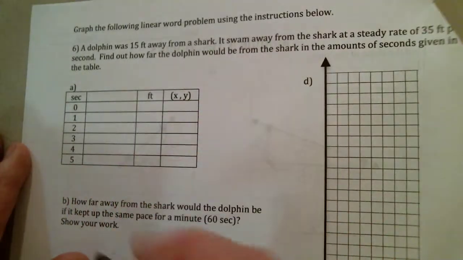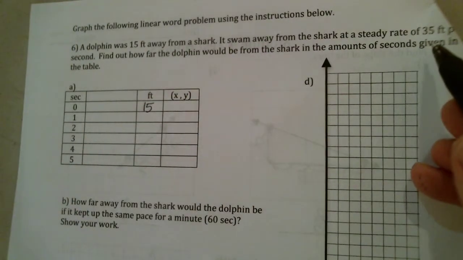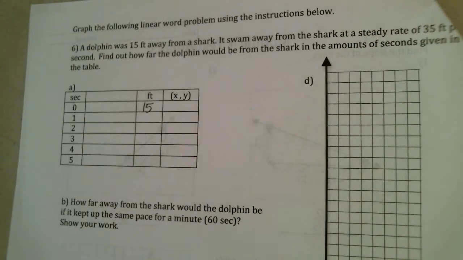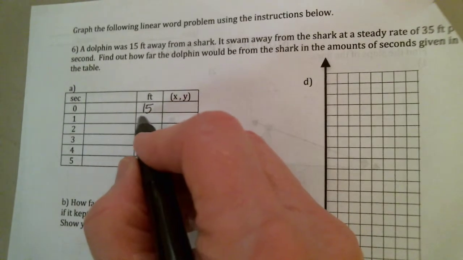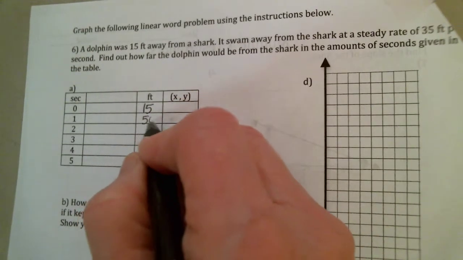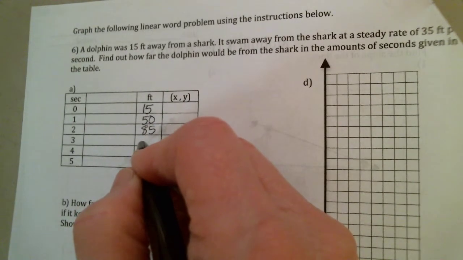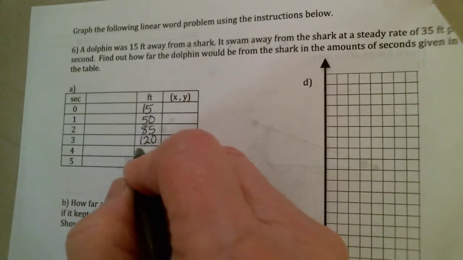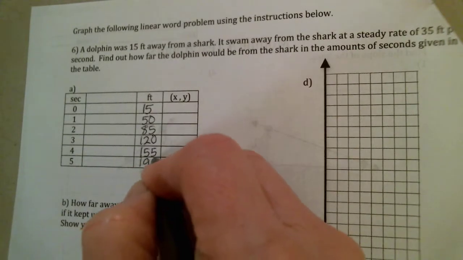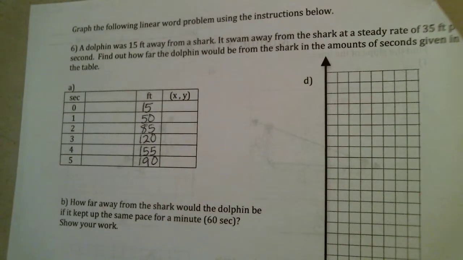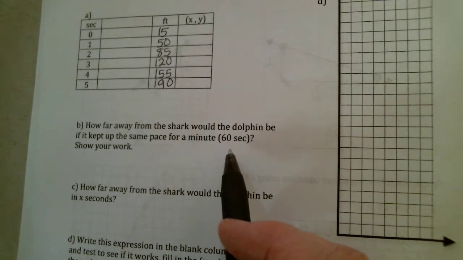So the dolphin starts out 15 feet away from the shark, but goes 35 feet per second. That's pretty fast. So every time we're going to be adding 35. So 35 plus 15 gives us 50, plus 35 is 85, plus 35 is 120, plus 35 is 155, plus 35 is 190. How far away from the shark would the dolphin be if it kept up the steady pace for a minute, which is 60 seconds?